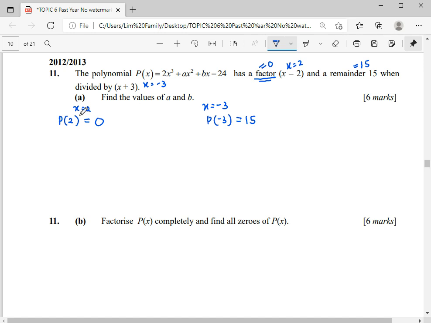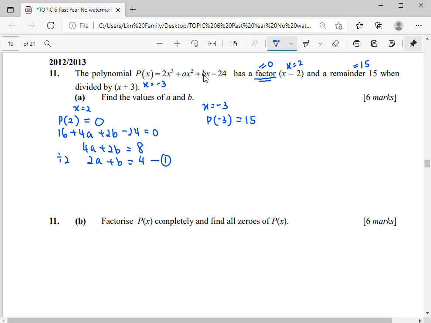For the first piece of information, when we substitute the value of 2 here, we will get 16. Then we substitute the second term: 2 squared, we will get 4a. Then we substitute here, we will get 2b minus 24 equals 0. So we simplify this, and this is our first equation.